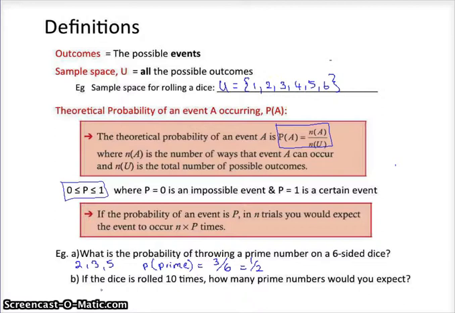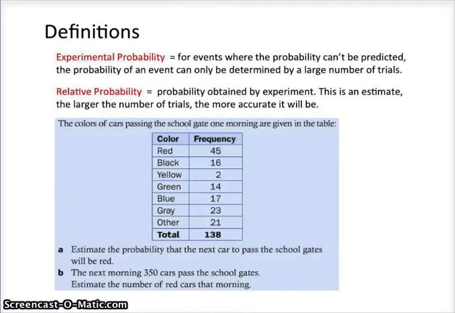Now, the number of prime numbers we would expect if we rolled the dice 10 times is simply the probability of getting a prime number, which is a half, times the number of trials, which is 10. So with 10 trials, we'd expect to throw 5 prime numbers.